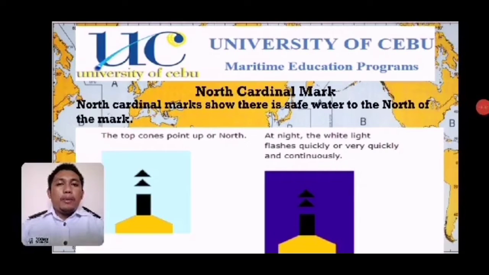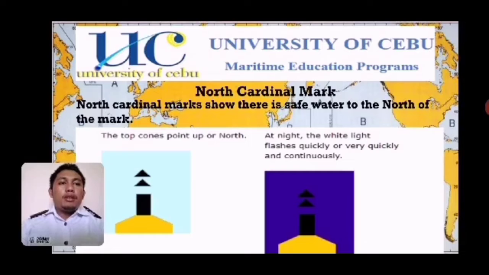I'm Cadet Tumbok and I'm going to discuss the cardinal mark and the isolated danger mark. First is the north cardinal mark. North cardinal marks show there is safe water to the north of the mark. As you can see in the picture, the top cones point up, or north. If you see a buoy with cones pointing up, that is the north cardinal mark. At night, you can see a white light that flashes very quickly and continuously.